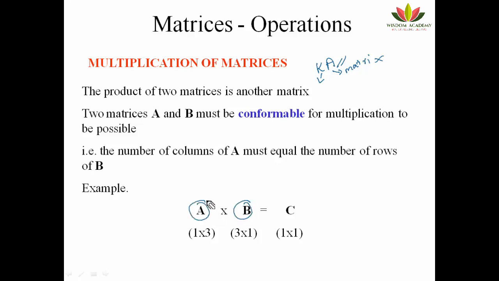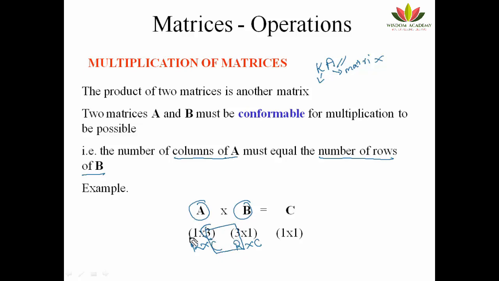For A and B to be multiplied, there is a condition. Note this, guys: the number of columns of A must be equal to the number of rows of B. That is, if A has a dimension of 1 by 3 and B has a dimension of 3 by 1, then only it is possible. That is, here R by C, here R by C, and this C should always equal this R. Then only matrix multiplication is possible.